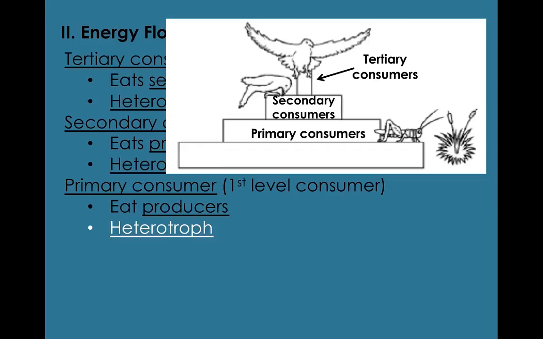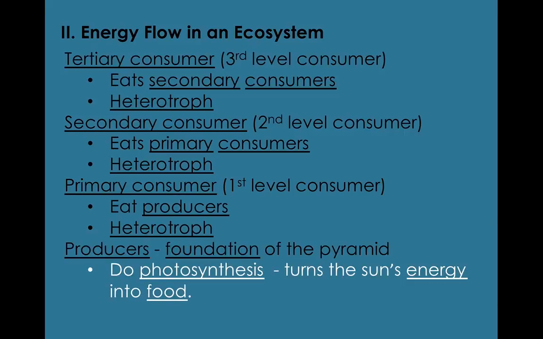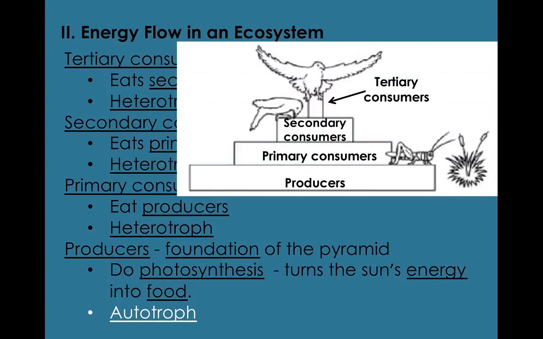All right, finally, the base of our pyramid, the foundation of it is the producers. And the producers do photosynthesis. Now, primarily we're talking about plants. There are some other organisms that do photosynthesis, but the bulk of them are plants, and they turn the sun's energy into food for themselves. So, in other words, they provide nutrition for themselves, which means that they are autotrophs. Okay, please go to the pyramid and to that base level and label that as the producers.